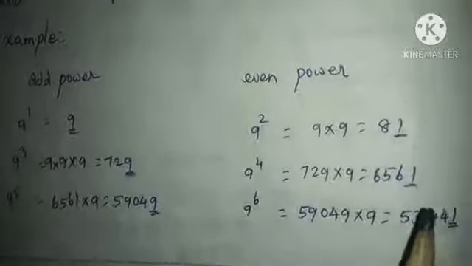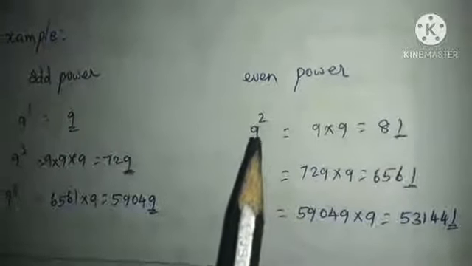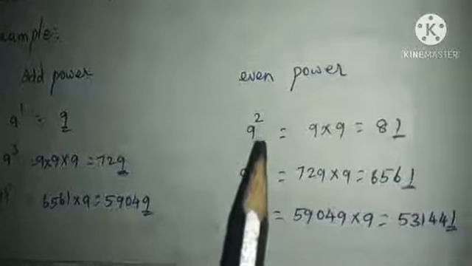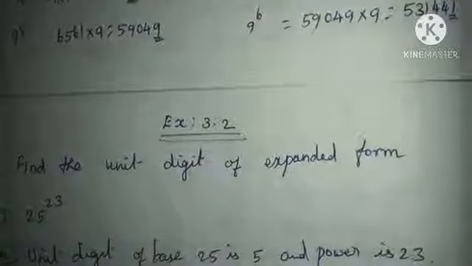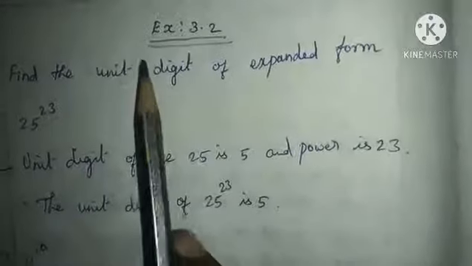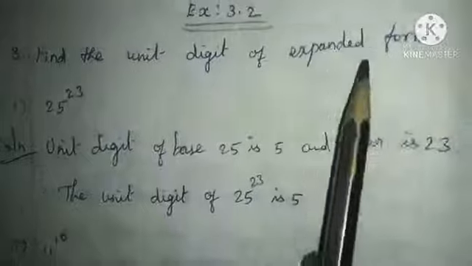Therefore, when a number ends with 9, the unit digit of the expanded form is 9 for odd powers and 1 for even powers. Using this, we are going to see some problems from exercise 3.2. Find the unit digit of expanded form.